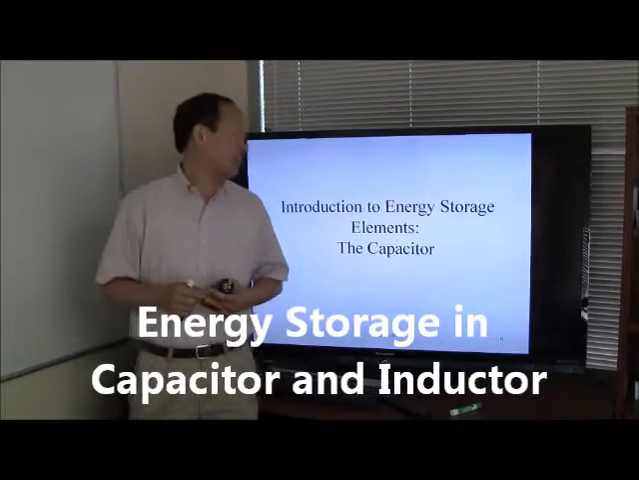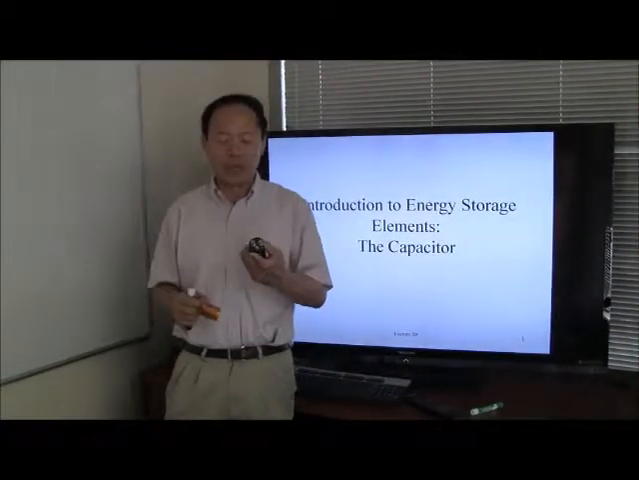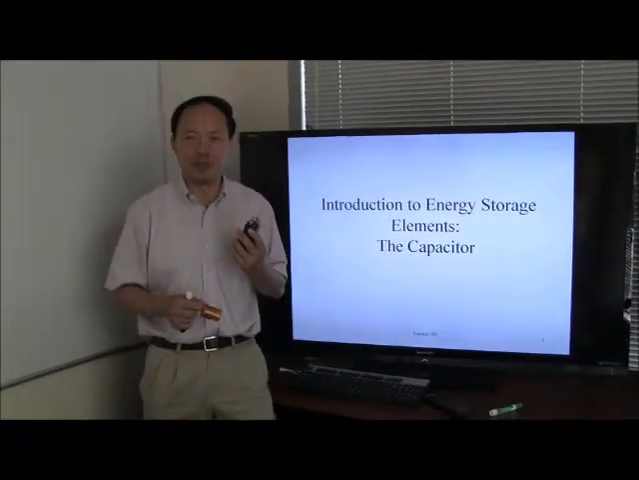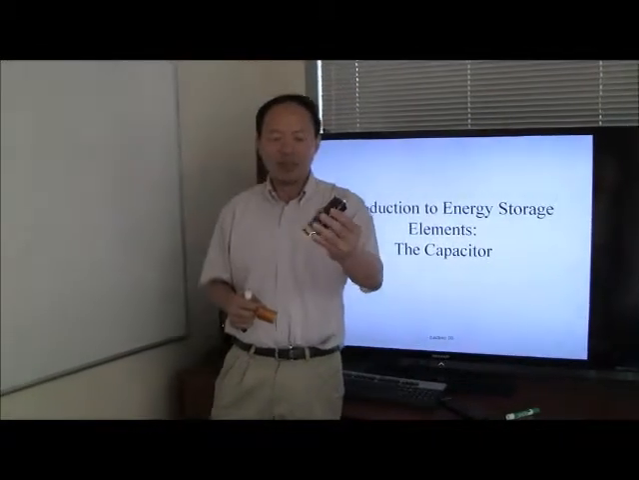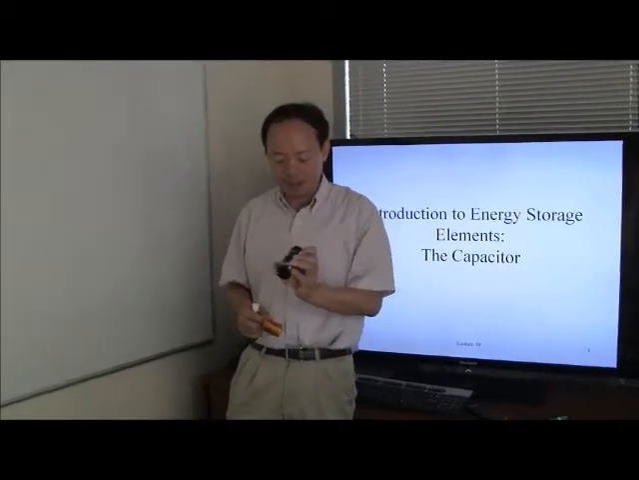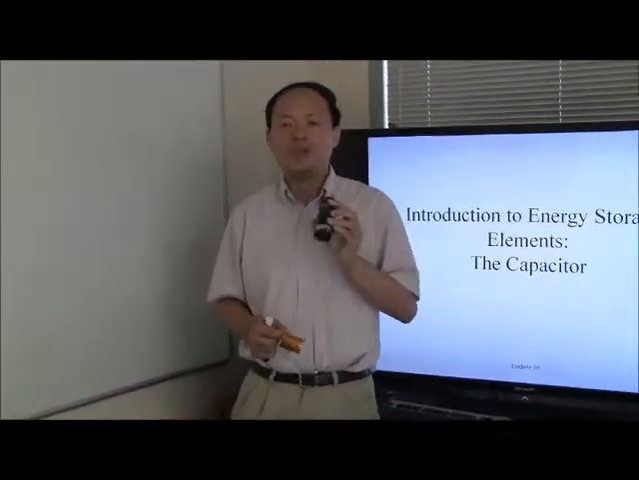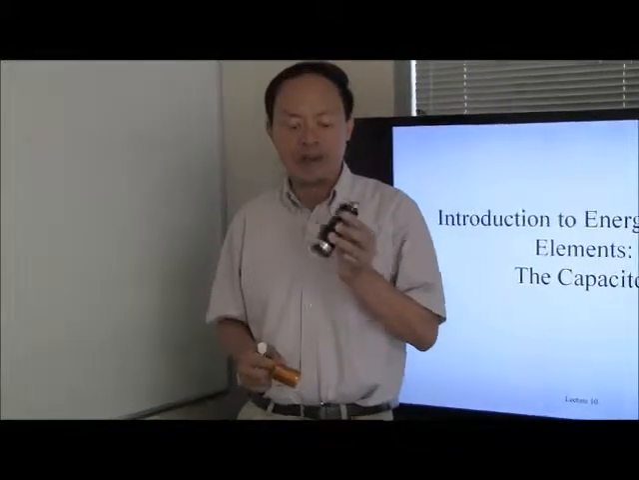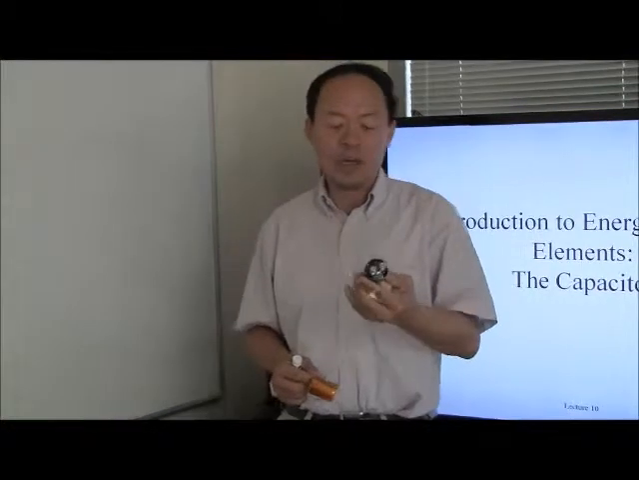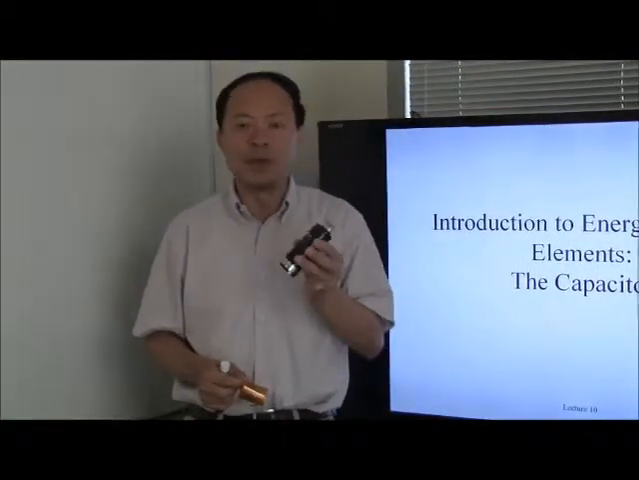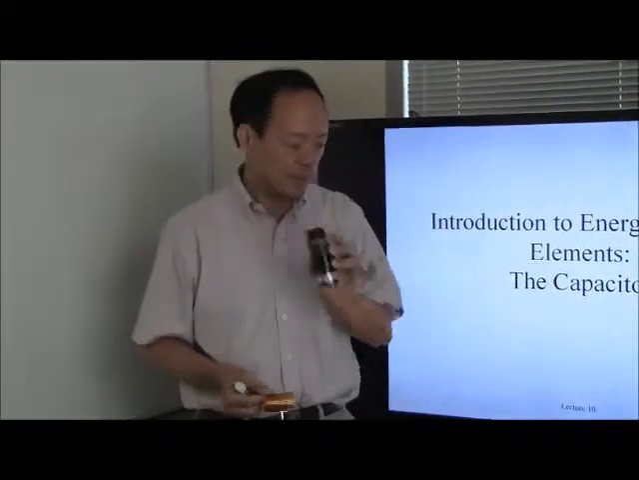I'm going to start talking about energy storage elements, and primarily we have two kinds of energy storage element for electricity. The first kind is a capacitor, and right here I have a capacitor that can be charged to 2.5 volts for a storage capacity of 1000 farads, and that's a very big capacitor. It's also called a supercapacitor for its super ability to store electric charges.